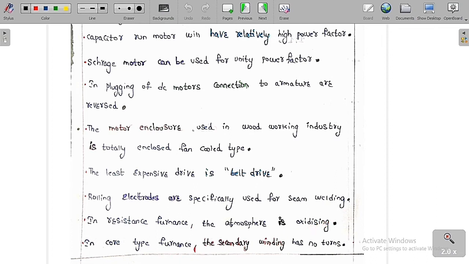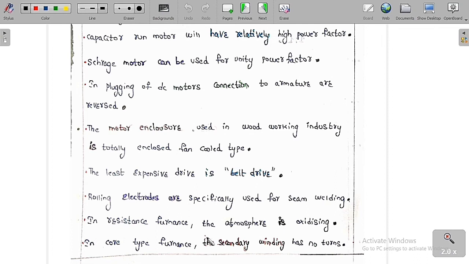In core type furnace, the secondary winding has no turns. So in the core type furnace, the secondary has no turns, or you can say the secondary winding has no winding. Simply we can say there are no secondary turns. So in a core type furnace, the secondary winding has no turns.